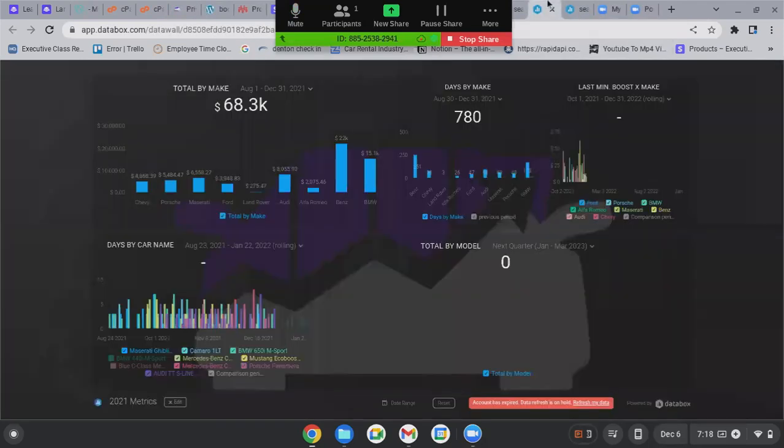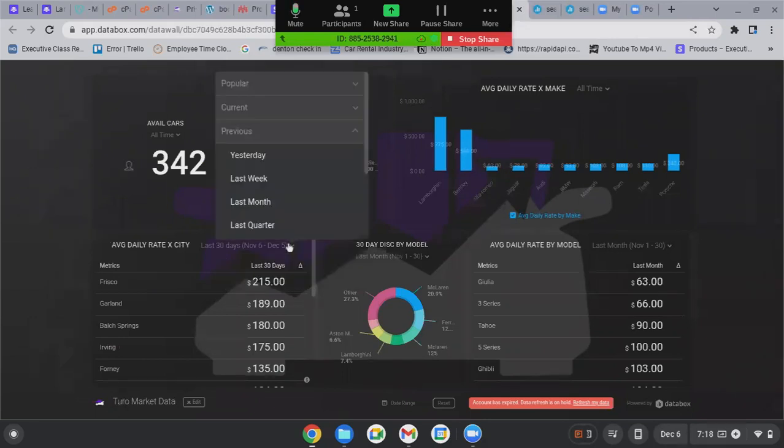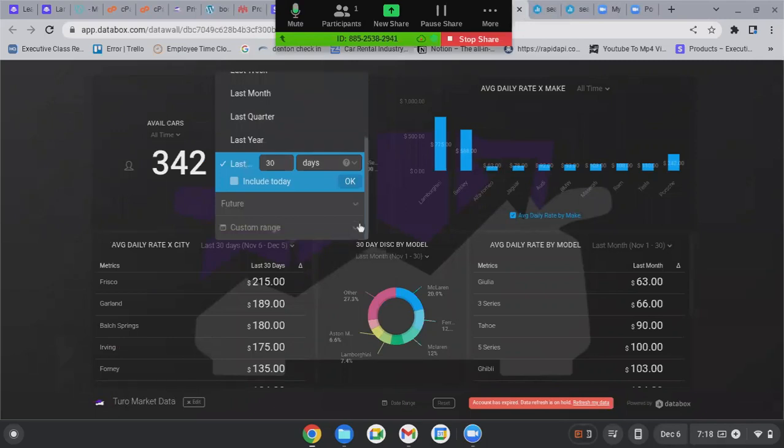Okay. Here's the visualization dashboard. This is all interactive. You can hover over all of this. You can rearrange it. You can change your date range. You can even forecast, right? So you can look at what's popular, current, previous, and forecast into the future.